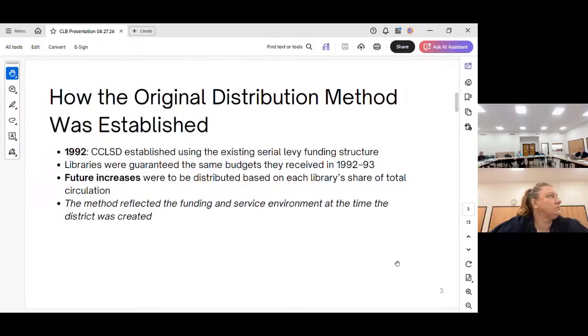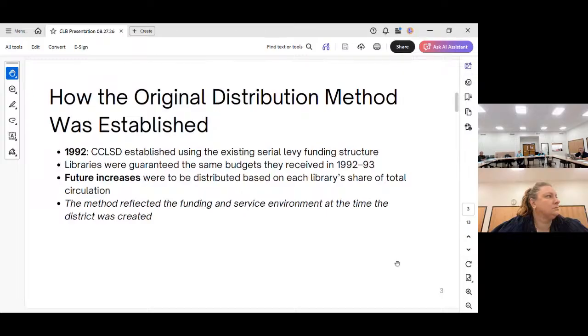And there were a lot of politics and quite a few changes as we all here in Coos County work together to get this measure passed for our library district. And I know that many of you were here for that, and you know how much work went into the formation of this district. Once the service district was established, the libraries were guaranteed the same budgets initially that they received in 1992 and 1993.